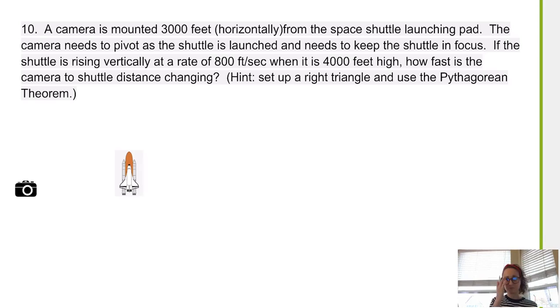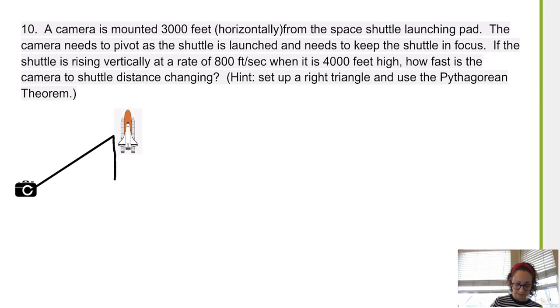Okay, so what we're going to do is let's draw a triangle here. So let's connect the camera to the rocket ship and then come down, and we'll go across here, okay? So this is going to be our right triangle. All right, now out of these distances, for now, let's say that I like to make my horizontal distance an x, vertical a y, and I'll make this z.